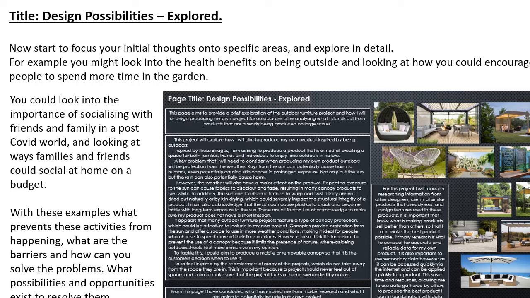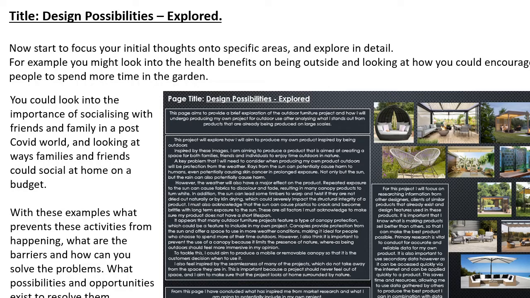One of the areas they looked at was using canopies to prevent sunburn, possibly for children, etc. He also looked at relaxing within the outdoor environment and how people could do this successfully with the family, and looking at different postures and different seating you could do. So on this, you want to focus on your initial thoughts, explore in detail. For example, you can look into the importance of socialising with friends and family in a post-COVID world, and looking at ways families and friends could socialise at home on a budget.